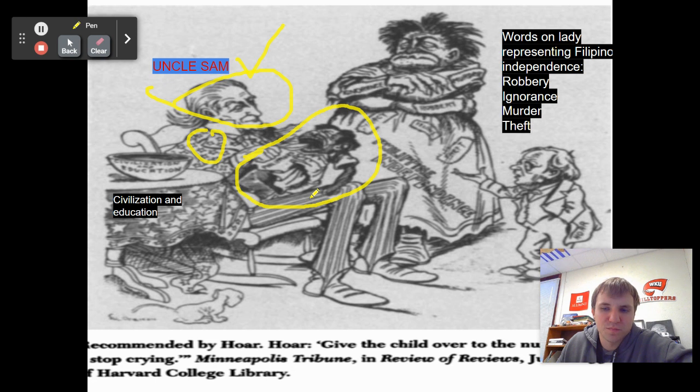Now, before I go into detail about the rest of the cartoon, what do you think this shows about how we viewed the Philippines? What did we view them as? The Filipinos, what do we view them as? So the Philippines is a baby, and in order to get the Philippines strong, what are we feeding them? And I gave you a caption right here. What are we giving and feeding the Philippines in order to make them big and strong? What is the United States, Uncle Sam, will provide? Civilization and education.